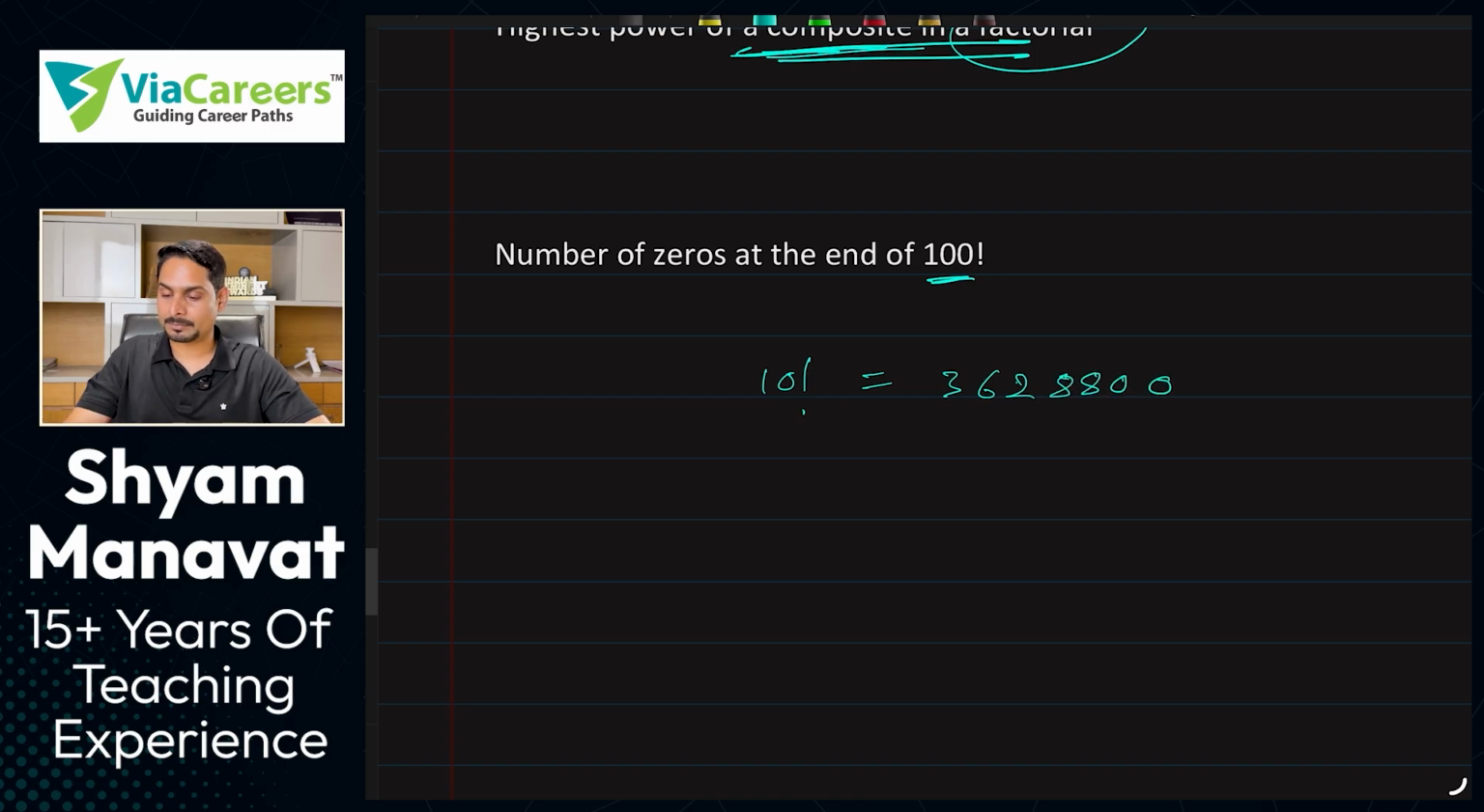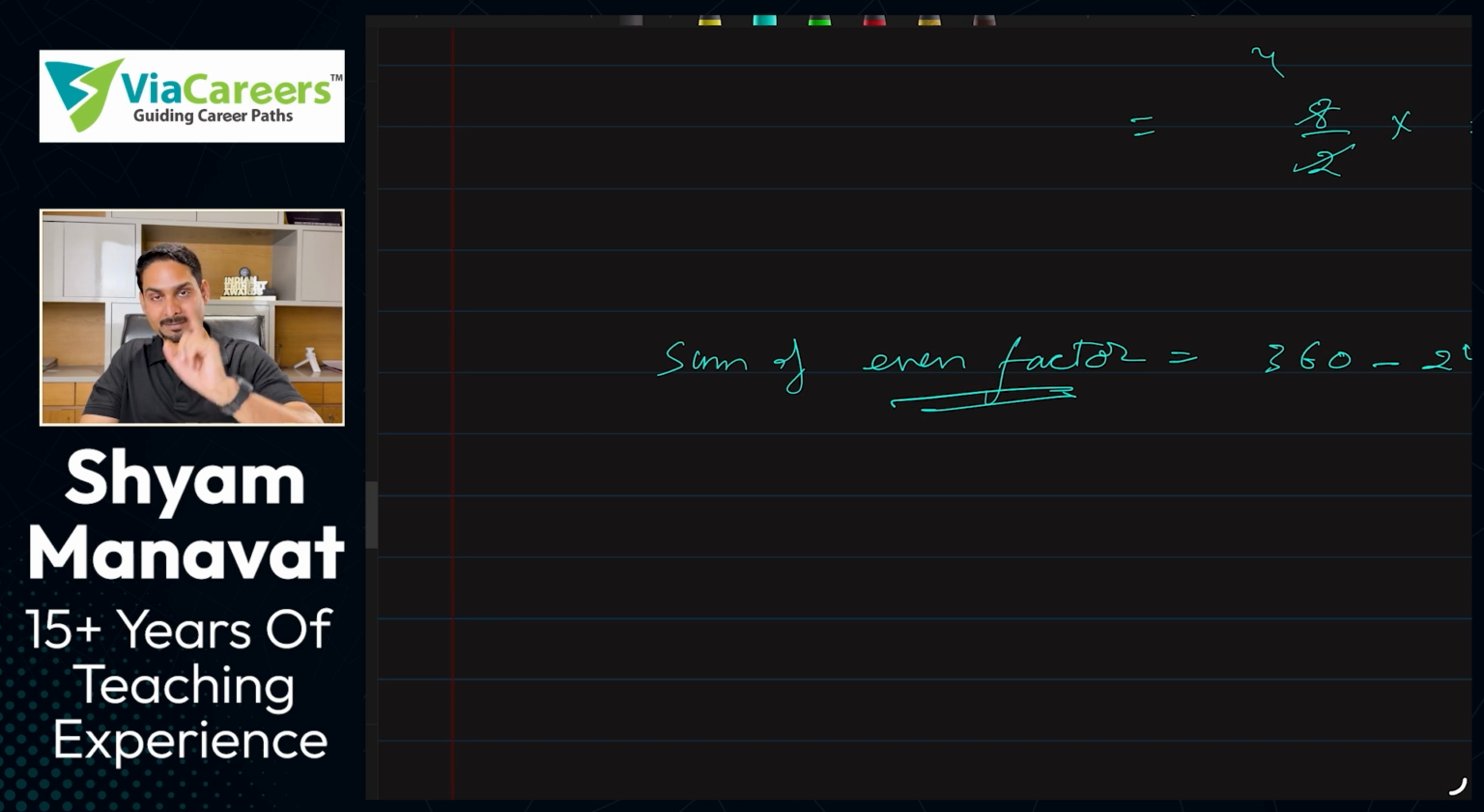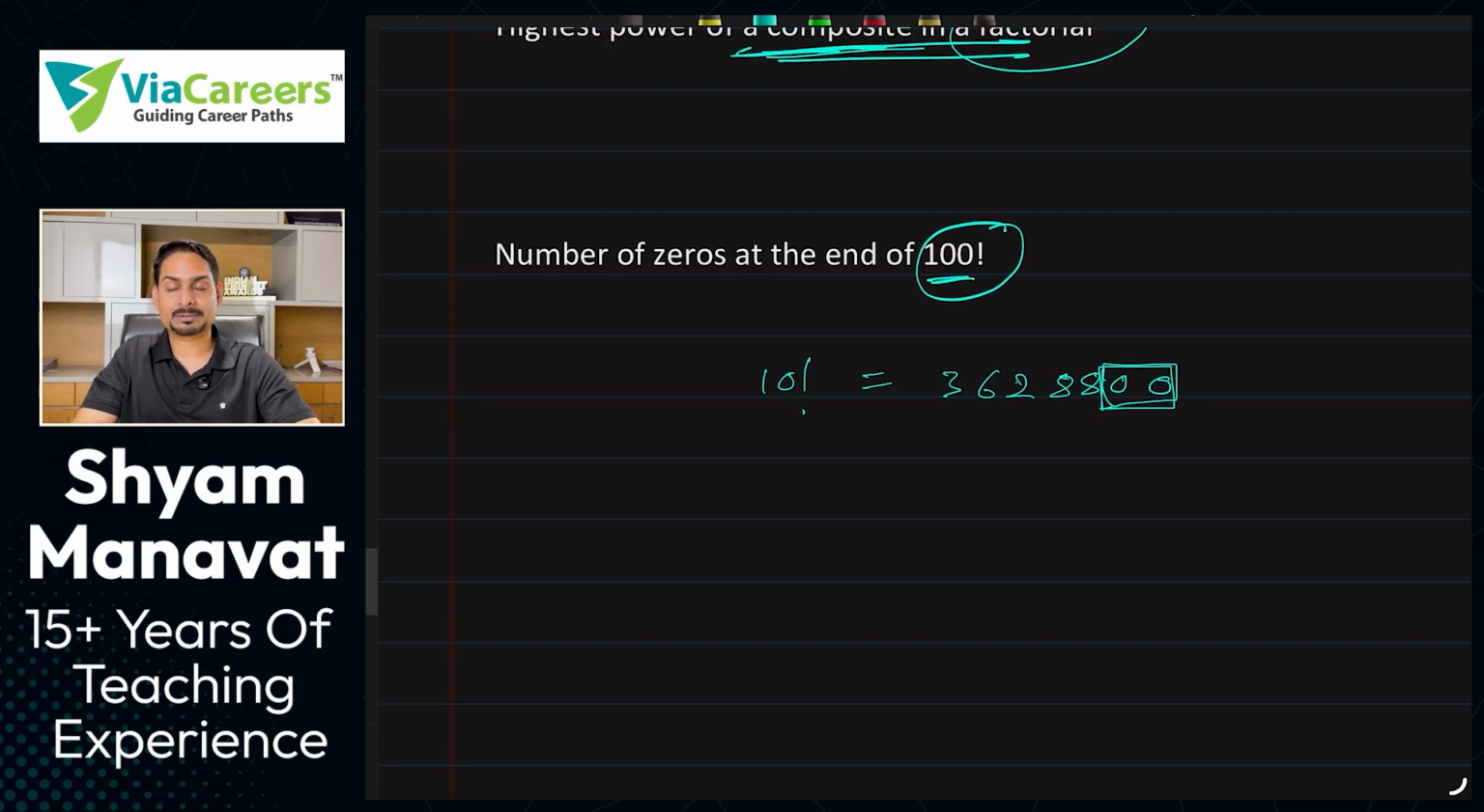That is 10 factorial. So 10 factorial ends with what? 2 zeros. Yeah. Similarly, if you simplify 100 factorial, it will end with how many zeros? So if you remember factors, in factors also we have found the number of trailing zeros at the end of an expression, right?